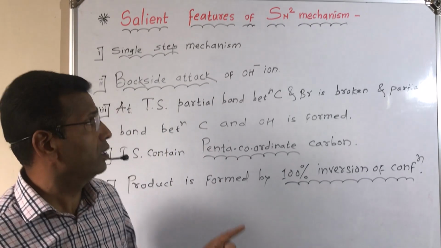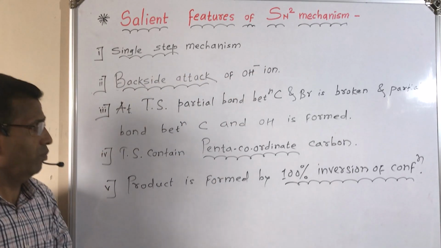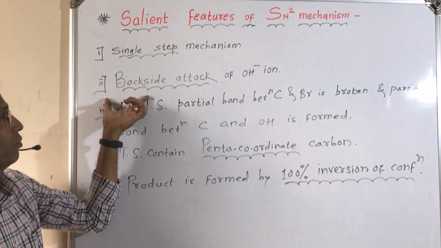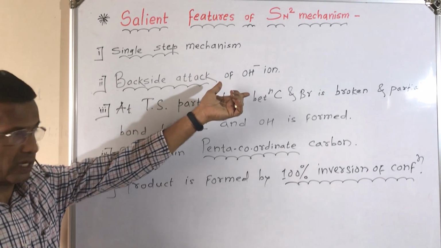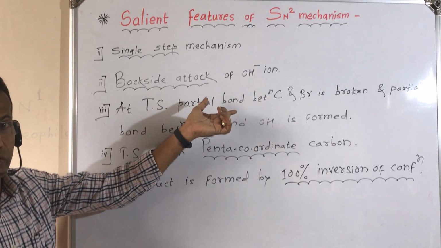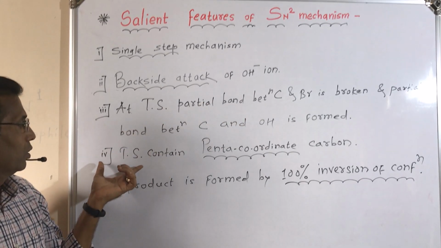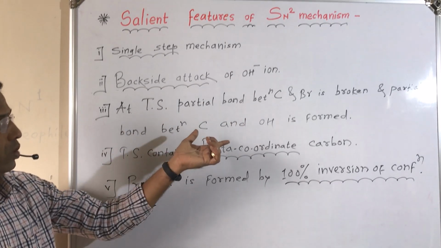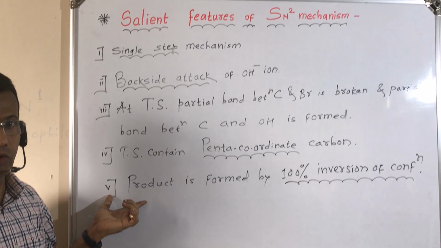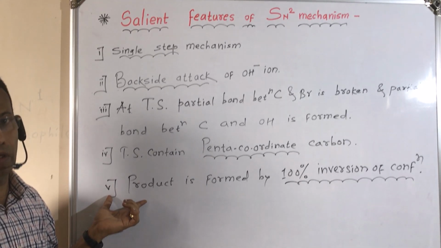So these are the 5 different salient features of the SN2 mechanism. We will see them one by one. First is single step mechanism. Second is backside attack of OH minus ion on carbon. Third is, at the transition state, the partial bond between C and Br is broken and the partial bond between C and OH is formed. Fourth is, the transition state contains pentacoordinate carbon, that is overcrowded carbon. And the last one is, in SN2 the product is formed by 100% inversion of configuration, that is Walden inversion.